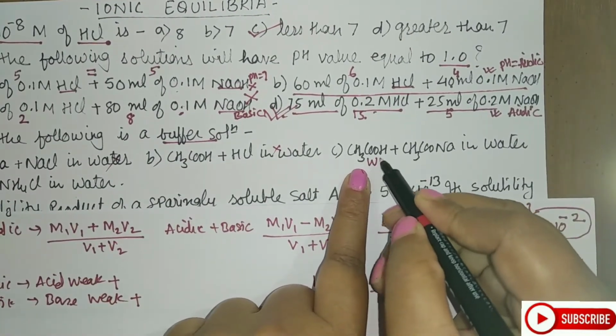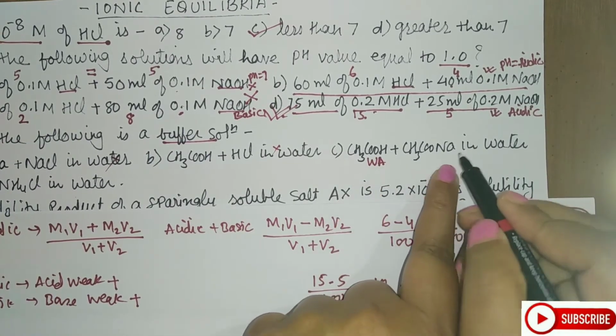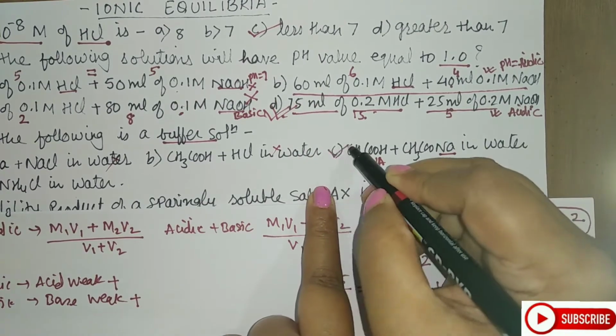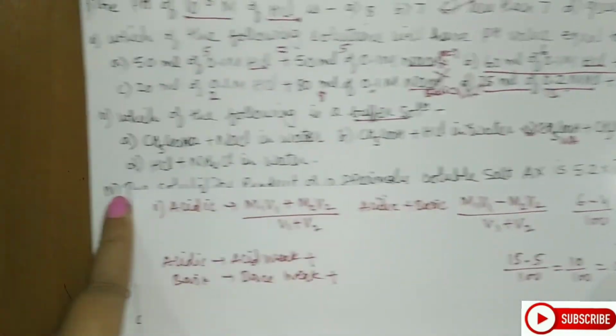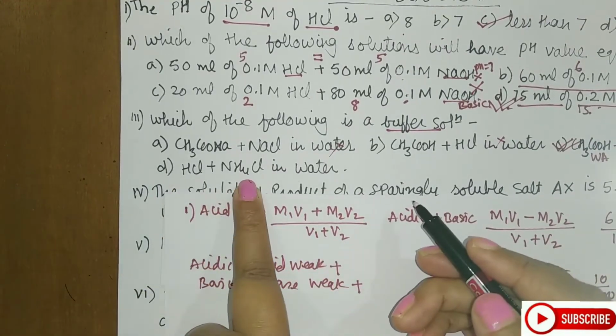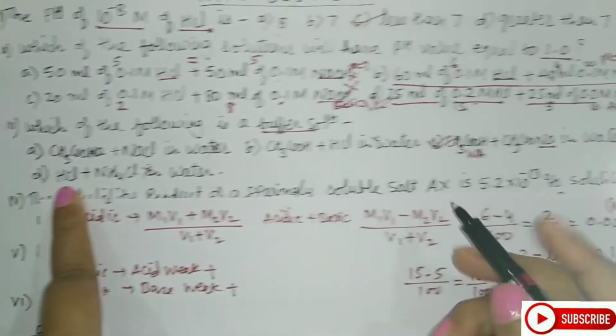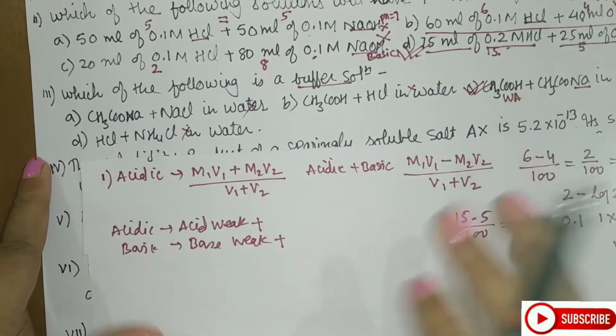This is a weak acid and this is its corresponding salt with a strong base, that is NaOH, in water. So this is the example for an acidic buffer. Coming to this, this is acid, this is salt, but this is a strong acid and therefore it is not a buffer. So your answer is the third option. Come to the next one.